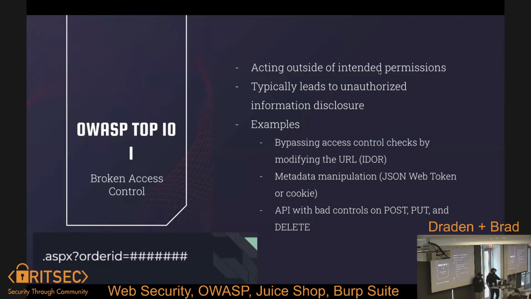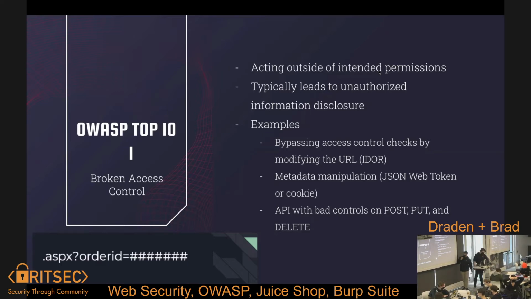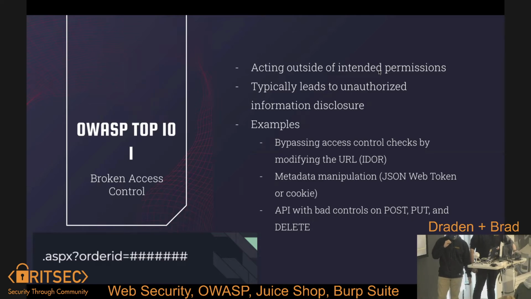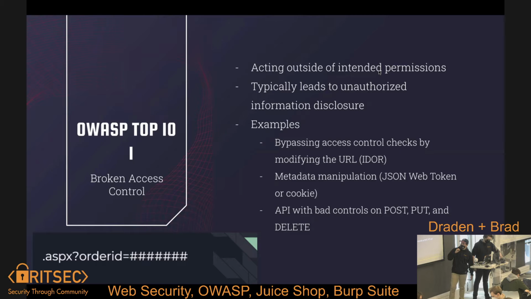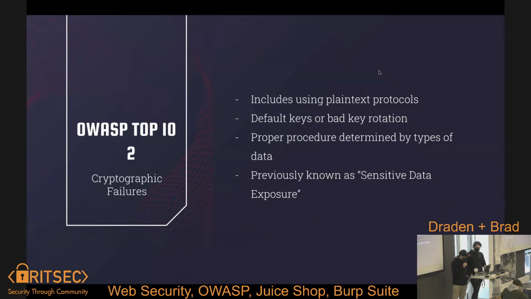All right, so number 1, broken access control. This is acting outside of intended permissions. It typically leads to unauthorized information disclosure. So some examples of that are bypassing access control checks by modifying the URL, which is also called an IDOR, or insecure direct object reference, vulnerability; metadata manipulation, so if you manipulate a JSON web token or a cookie; or an API with bad controls on post, put, and delete, so you can alter data on the server side. I did a topic presentation last semester about an IDOR that led to a nice web vulnerability.